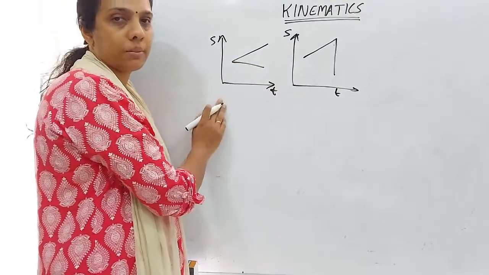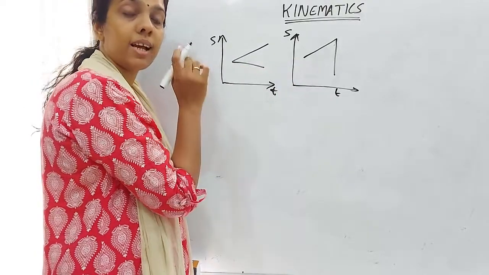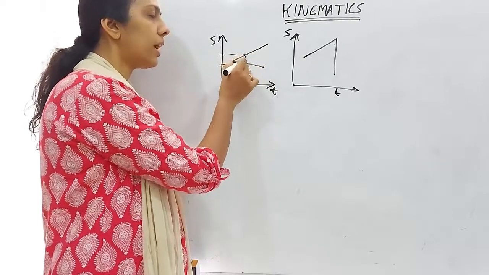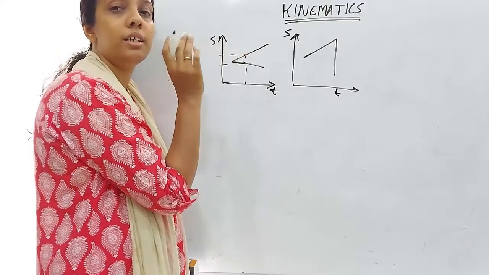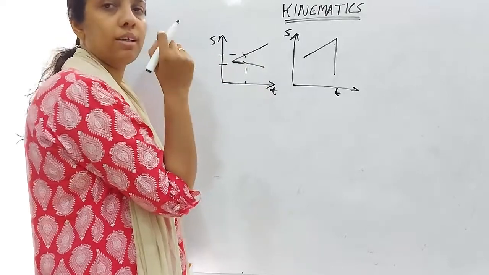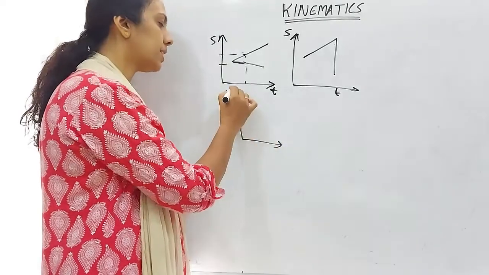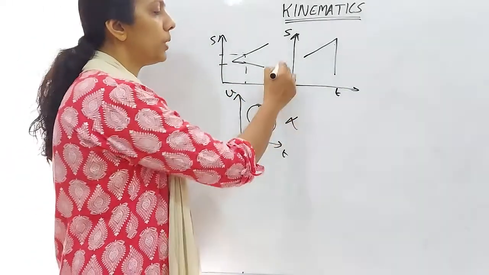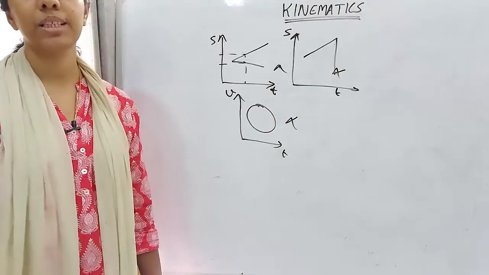The velocity time graph also, if this shape comes, that is at the same time different positions. A single particle can't be at different positions at the same time. The same way, a velocity time graph in a circular manner also won't be there. Please keep this in mind.